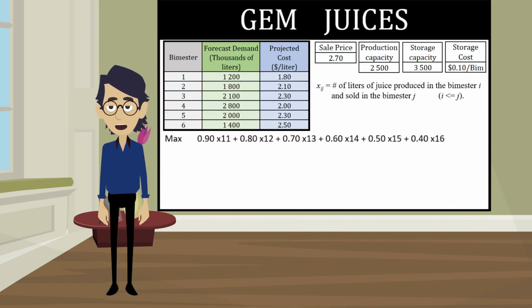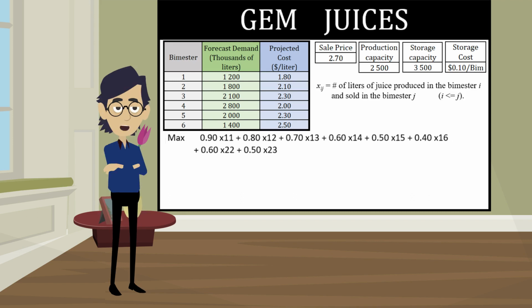Now think about the units that are produced in the second bimester. We will have a profit of 60 cents per liter we produce in the second bimester and sell in the second bimester. This is because the cost of production is $2.10 and the selling price is $2.70. For the units we produce in the second bimester and sell in the third bimester, we will have a profit of 50 cents, because we must pay 10 cents for storage. In the same way, we can deduct the profits of the following variables.